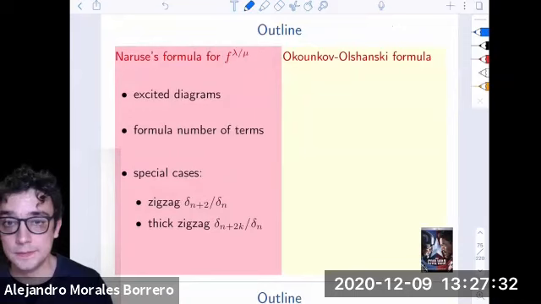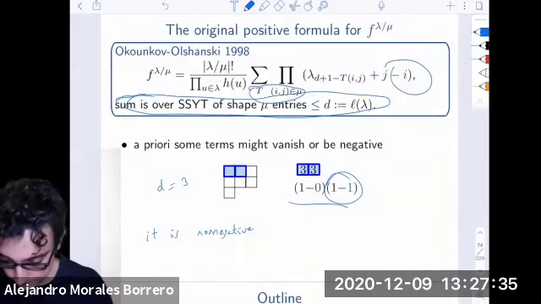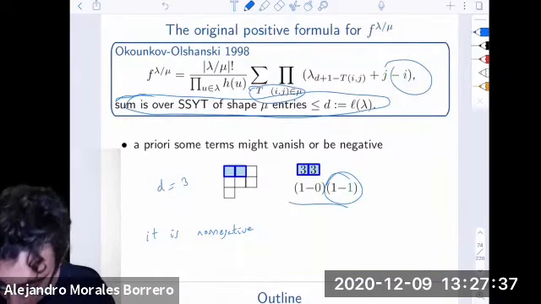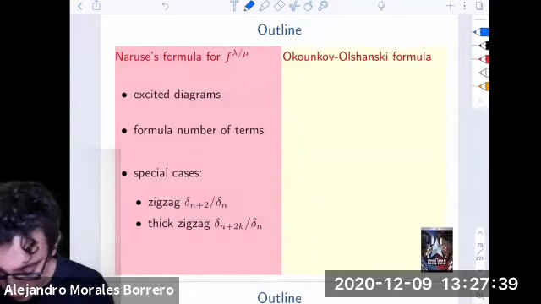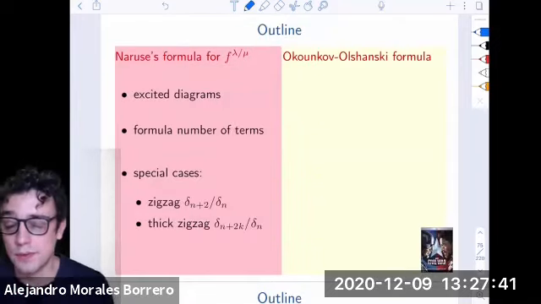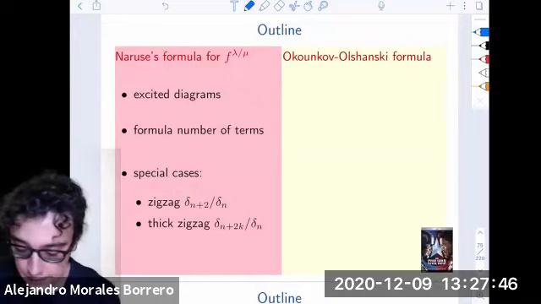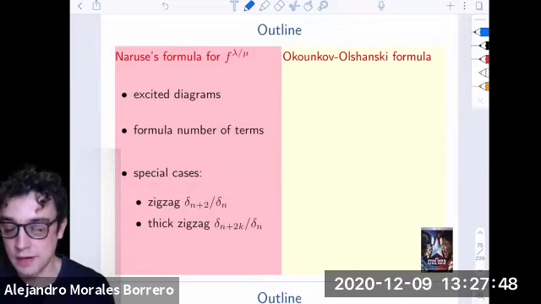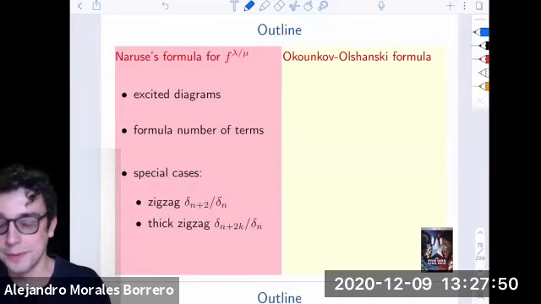Just one more question, but can you get Naruse from this or the other way around? What is the relation between this and the Naruse? Yeah, good. I have something at the end of the talk, so if you ask me at the end, I'll explain the relation. I can explain an algebraic relation, but I have it after the thank you.